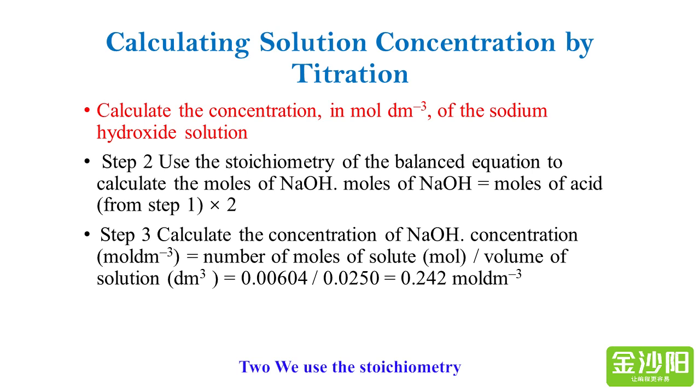In step 2, we use the stoichiometry of the balanced equation to calculate the moles of sodium hydroxide. We multiply by 2 because the balanced equation shows that 2 moles of sodium hydroxide react with every 1 mole of hydrogen sulfide. In step 3, we divide by 0.0250 because we have changed cubic centimeters to cubic decimeters. The answer is given to 3 significant figures because the smallest number of significant figures in the data is 3.